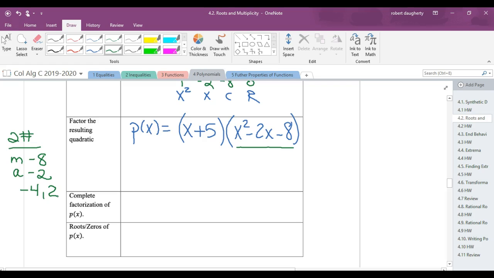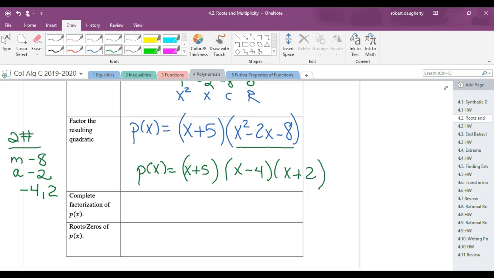That means that p of x is equal to x plus 5. And then what's the factorization of that next one? x minus 4, x plus 2. And I'm done. That's the complete factorization of this polynomial. Now, what are all the roots of this polynomial? What are the x-intercepts? Negative 5, 0. What else? 4, 0. And negative 2, 0.